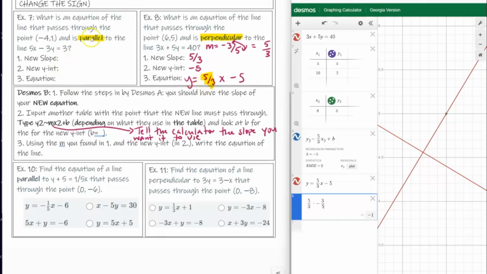So for parallel, it has to have the same slope but a different y-intercept. Again, get very good at this question. Let's practice.